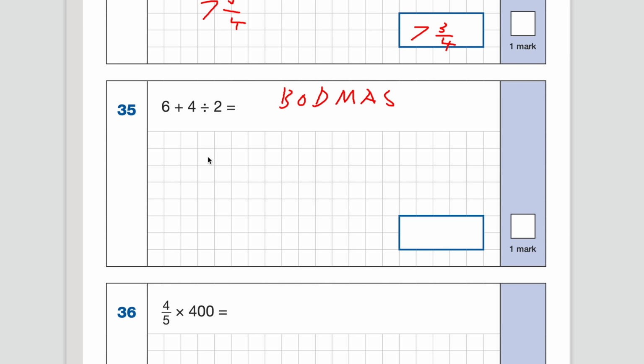What's 4 divided by 2? Well, the answer is 2. Now we do this bit. What's 6 plus what we've already done? 4 divided by 2, 2. 6 plus 2 is 8. That's your answer, 8.